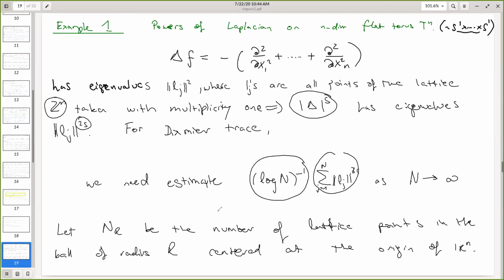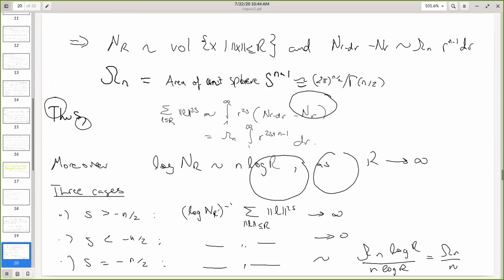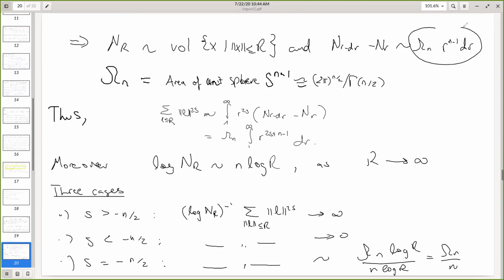Let N(r) be the number of lattice points in the ball of radius r centered around the origin of R^n. Then you can approximate this N(r) by the volume of the unit ball, and N(r+dr) minus N(r) is equal to omega_n r^(n-1) dr, where omega_n is the area of the unit sphere S^(n-1). In the end, you get that the sum of L to the 2s can be approximated by the integral from 1 to infinity of r to the power of 2s, N(r+dr) minus N(r).